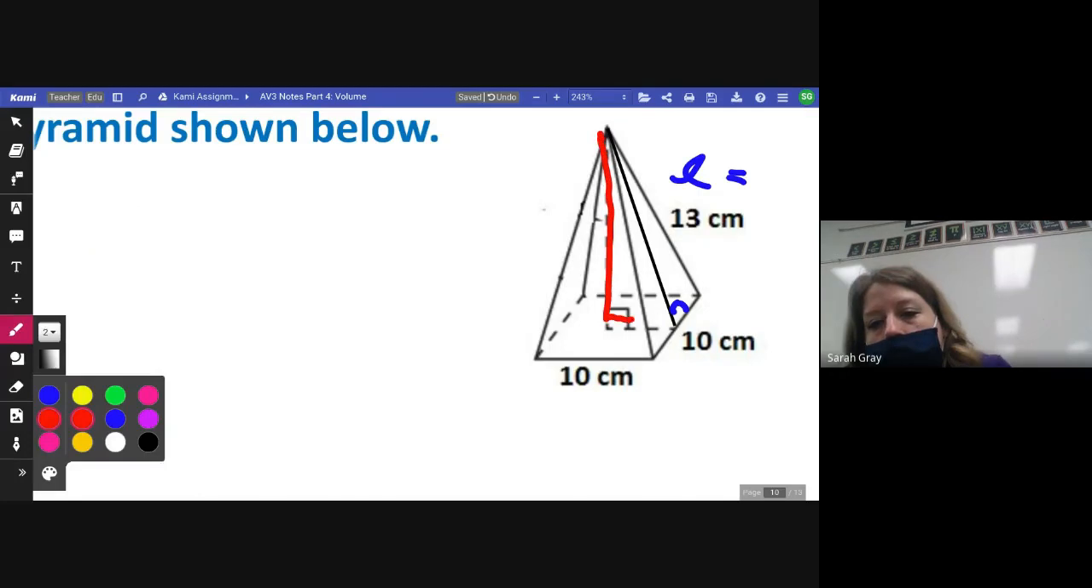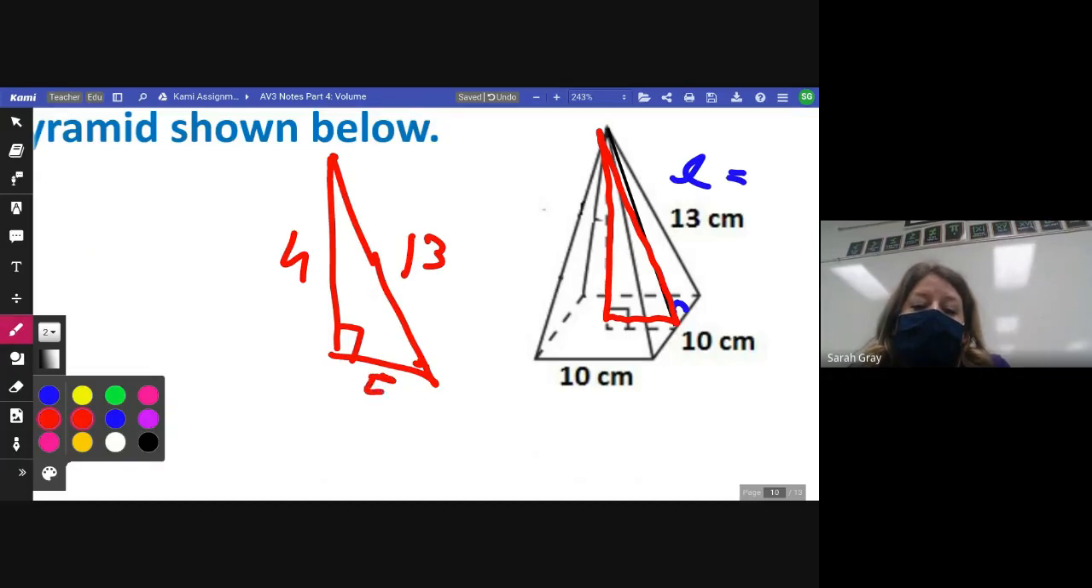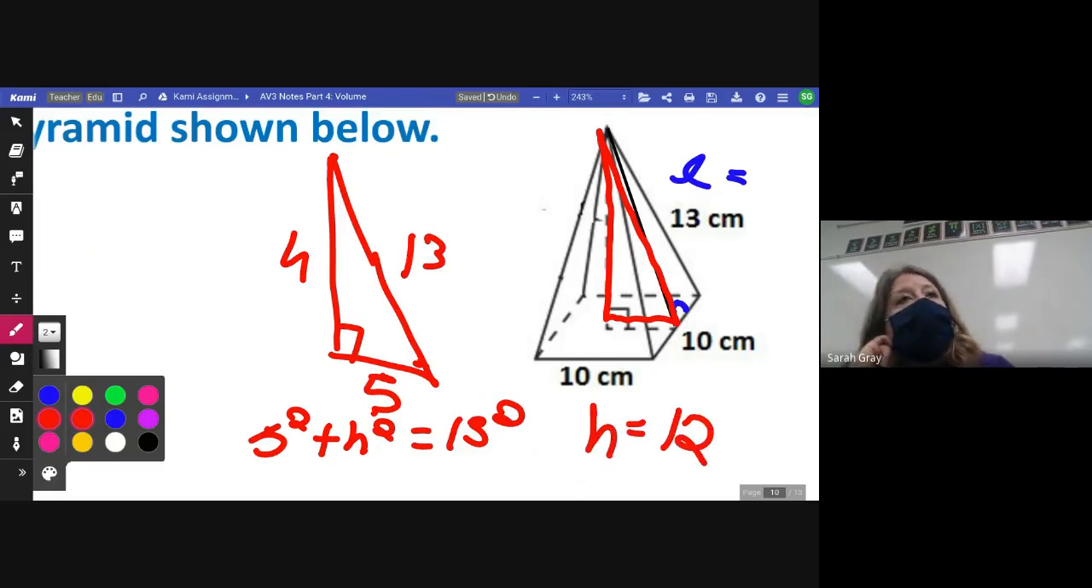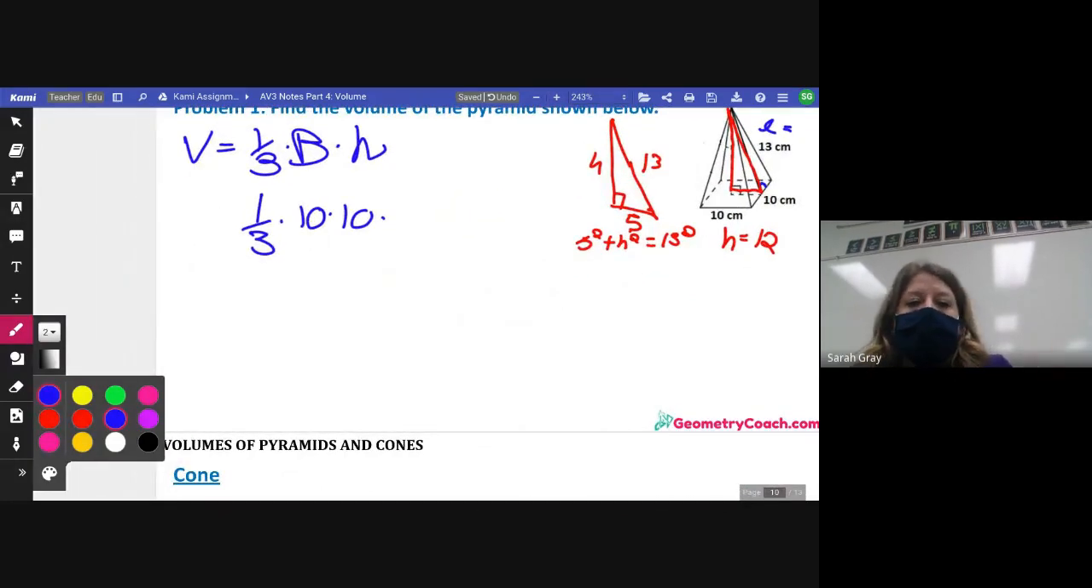So then if I highlight this triangle here, the 13 is that side. The height is the side we're trying to find. And this short side is going to be 5 because it's half of the 10. Okay. So then this is a nice Pythagorean triple. 5 squared plus h squared equals 13 squared. H ends up being 12. 5, 12, 13 is a triple. So now we can deal with it.